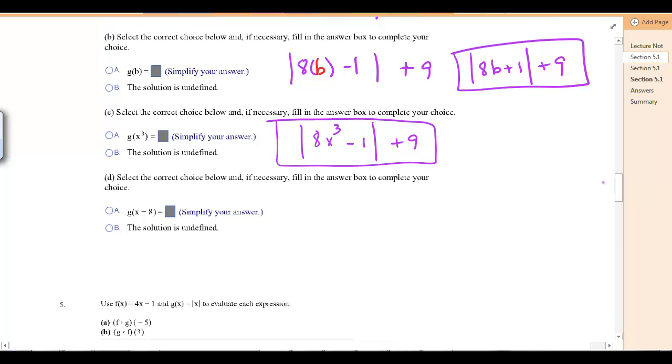All right, and g of x minus 8, now this one we've got 8 times x minus 8 minus 1 and then a plus 9. So we've got the absolute value of 8x minus 64 minus 1. So that'll be a minus 65 and then a plus 9.